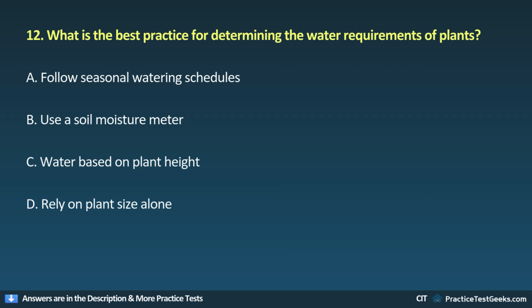12. What is the best practice for determining the water requirements of plants? A. Follow seasonal watering schedules. B. Use a soil moisture meter. C. Water based on plant height. D. Rely on plant size alone.